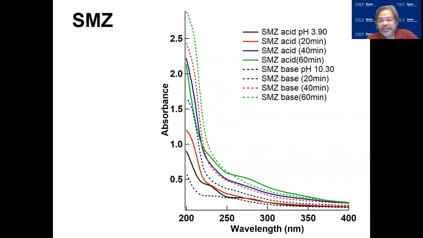So this is sulfamethoxine. We used it varying the pH. The pH for the acid is 3.90. The pH for the base is around 10.30. And look at what's happening. So we start with the sulfamethoxine acidic solution. This is the one that we have here.